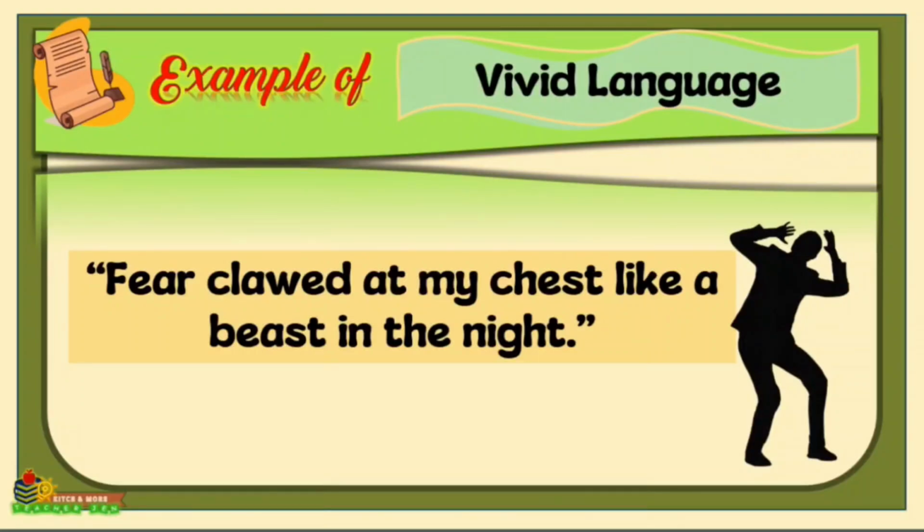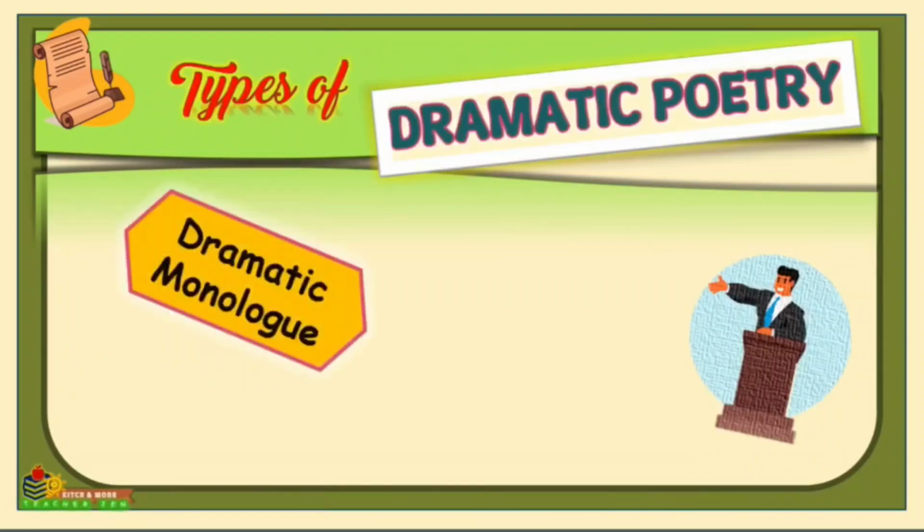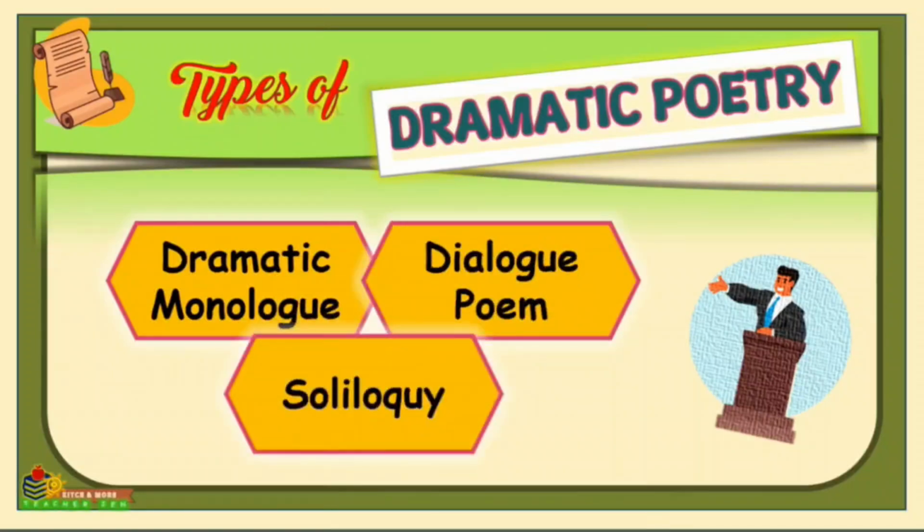Alright, now that we've explored the key features of dramatic poetry, let's zoom out and look at the different types it can take. There are three main types you'll want to know. First, dramatic monologue, dialogue poem, and soliloquy. Each one uses these dramatic features in its own unique way, but they all bring that stage-like feeling straight to the page. Let's break them down and see what makes each one special.